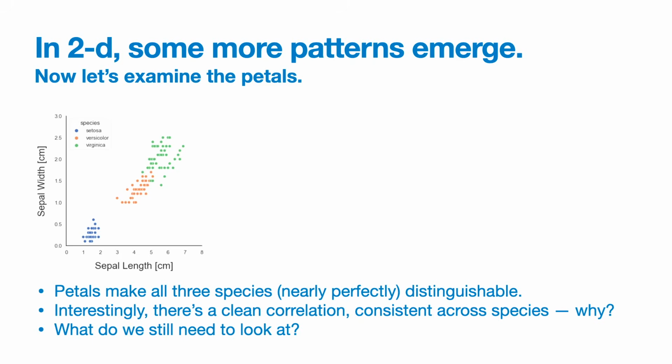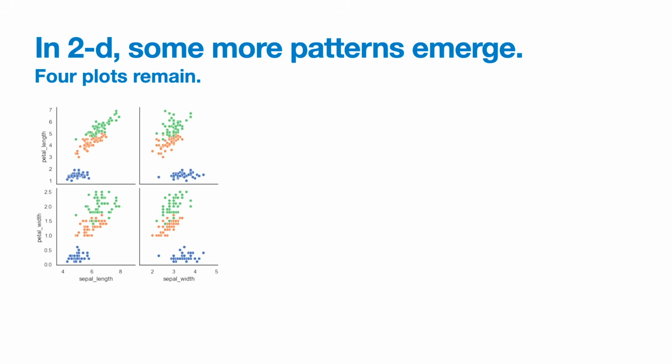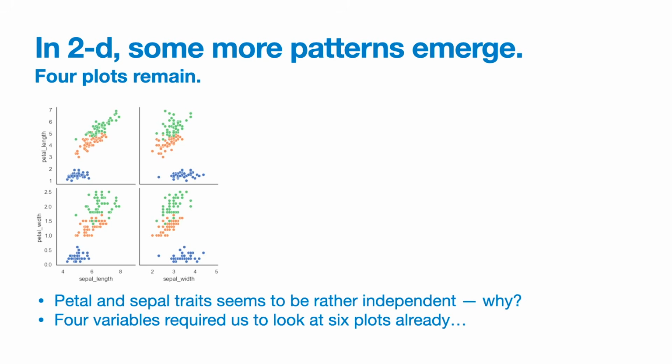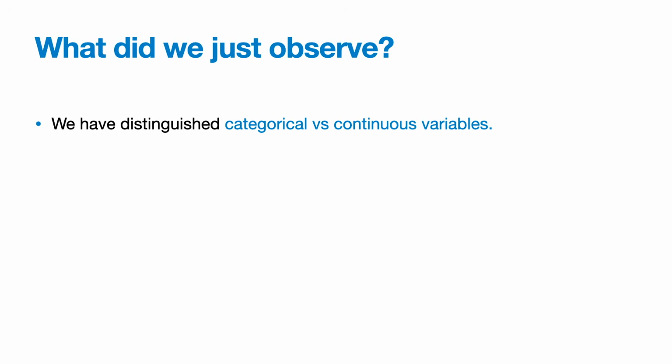Very good question. What I was actually going for, it's a much more boring answer, is there are still 4 plots remaining that we should plot, namely when we plot one of the 2 sepal traits against one of the 2 petal traits. And we see there isn't really a strong correlation. Why? I guess there's yet another biological reason, maybe because the plant says, what I'm doing up here doesn't really affect what I'm doing down there, so maybe that's why there's no relationship. And the fact that we had 4 variables required us to look at 6 plots already. So the more columns we have, the worse it becomes.